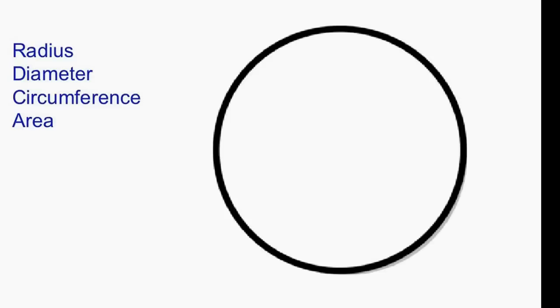So we have a radius. A radius is the distance from the center of the circle to the outside edge of a circle. And we use a lowercase r for radius.